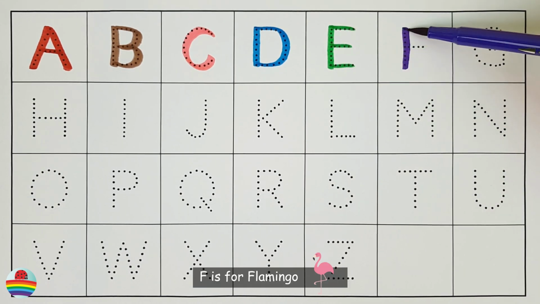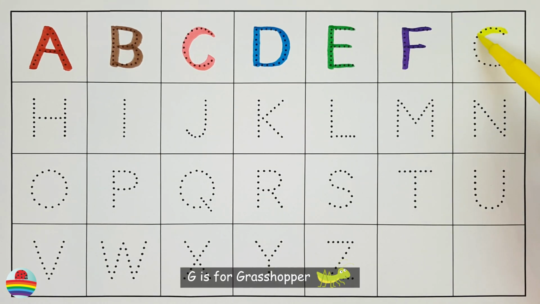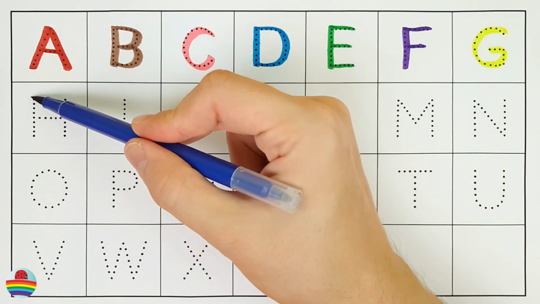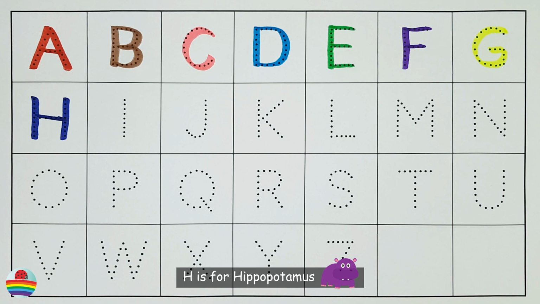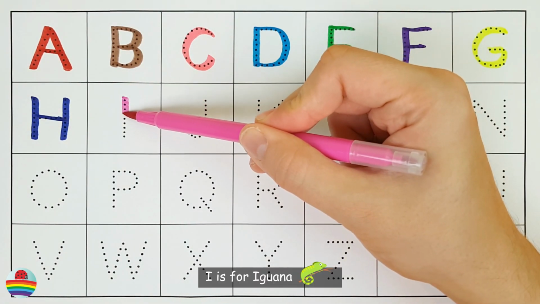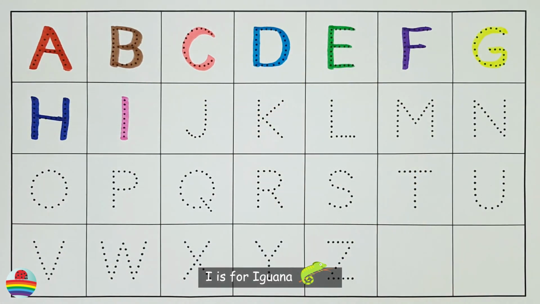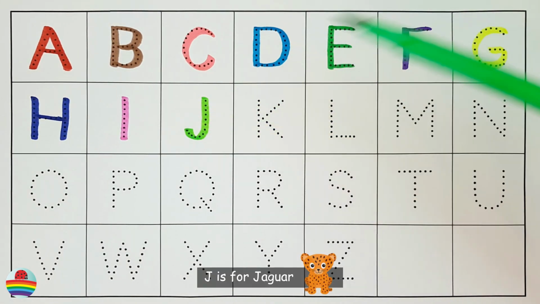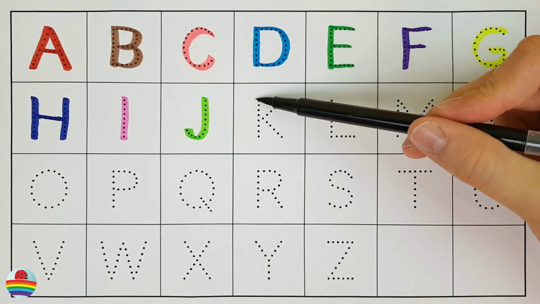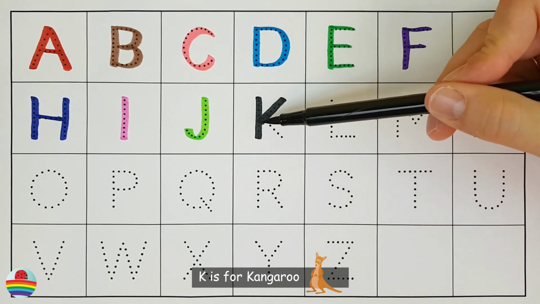F is for flamingo. G is for grasshopper. H is for hippopotamus. I is for iguana. J is for jaguar. K is for kangaroo.